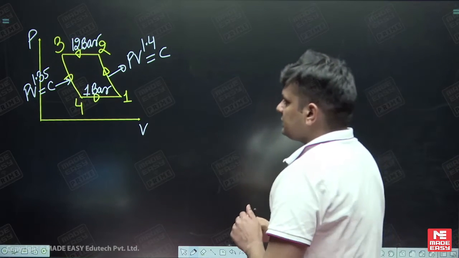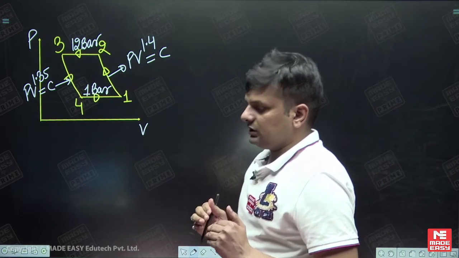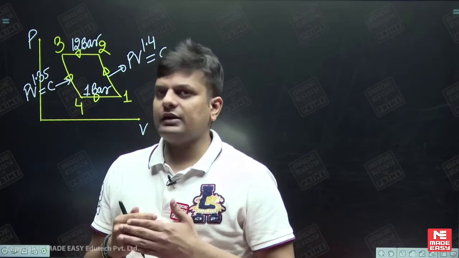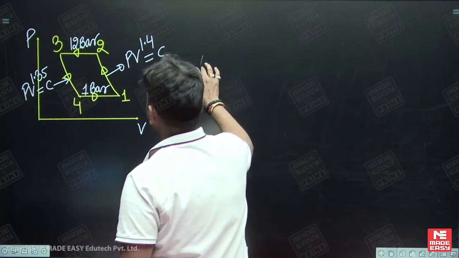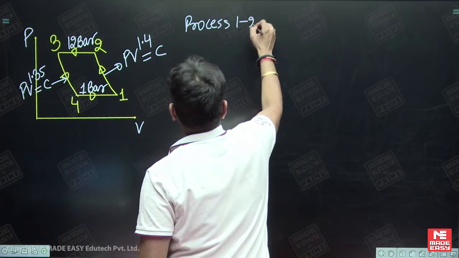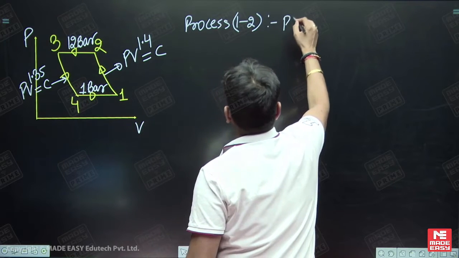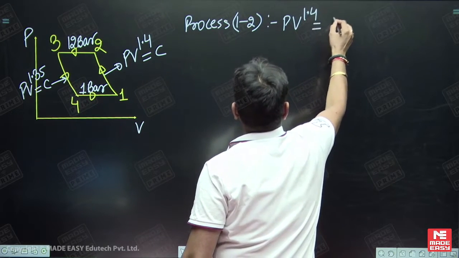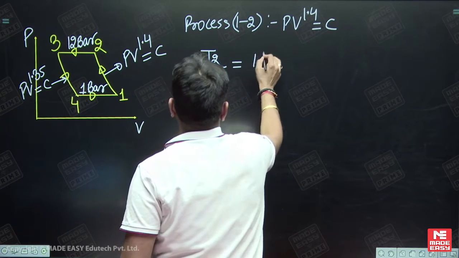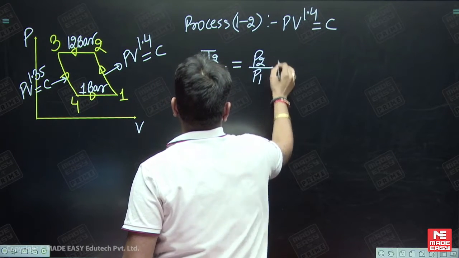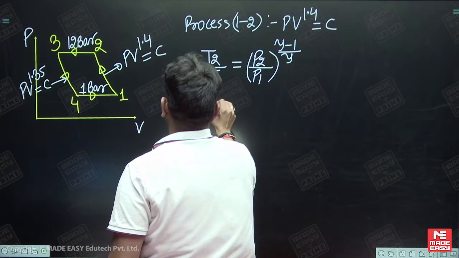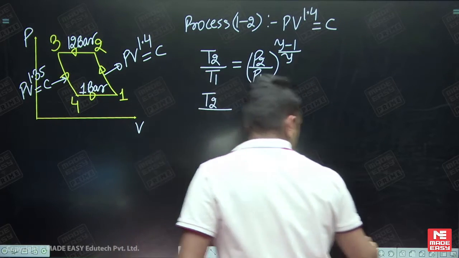So now in this case, what is the first thing? You have to draw the PV or TS curve, and then find out the values of temperature. The process 1 to 2 is PV raised to power 1.4 is equal to constant. So T2 upon T1 is equal to P2 upon P1 raised to power gamma minus 1 upon gamma.